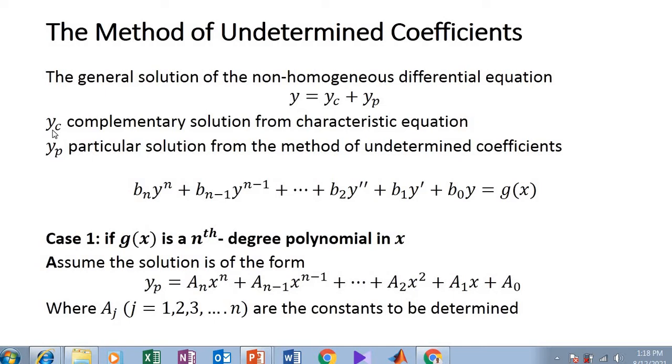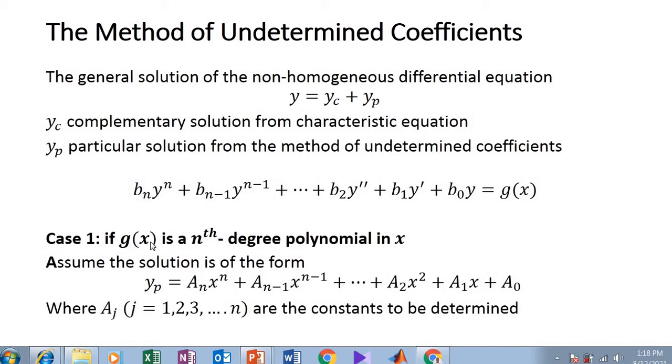Right, so what is your yc? Your yc is the complementary solution and your yp is your particular solution. Your yc comes from your characteristic equation, and your yp comes from the method that we're going to cover today, the method of undetermined coefficients. Like the previous method that we saw, there are three cases. In this method we have three cases of g of x.